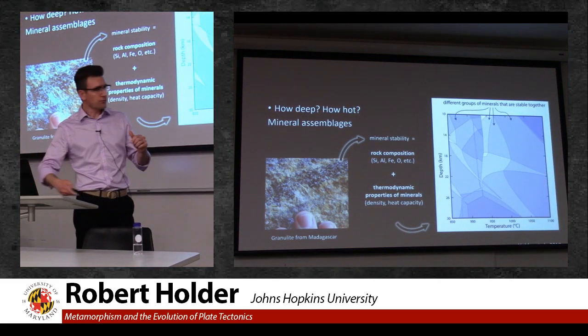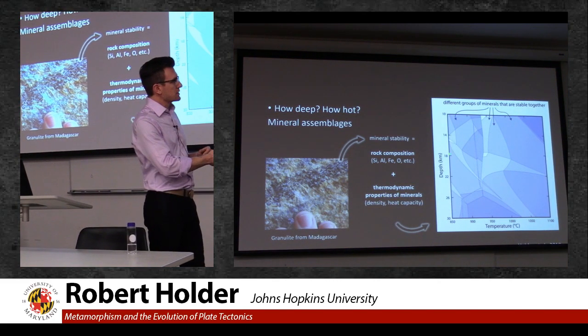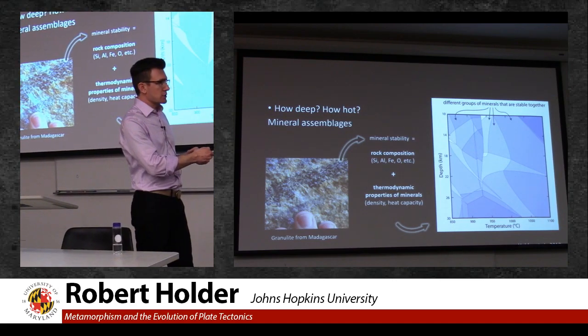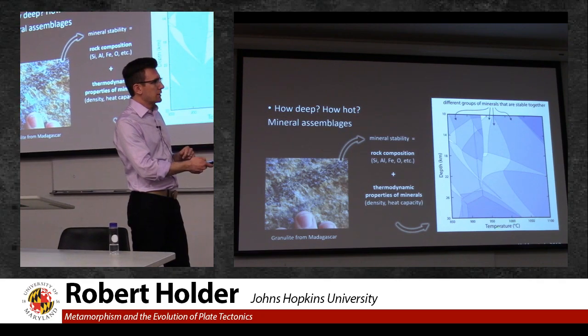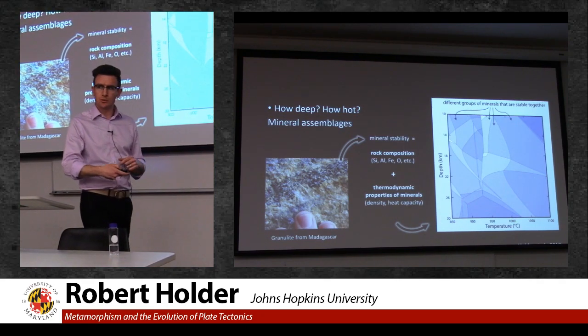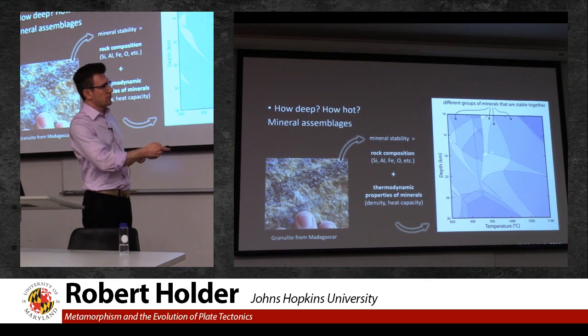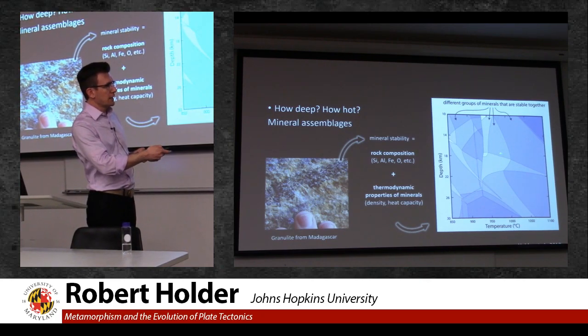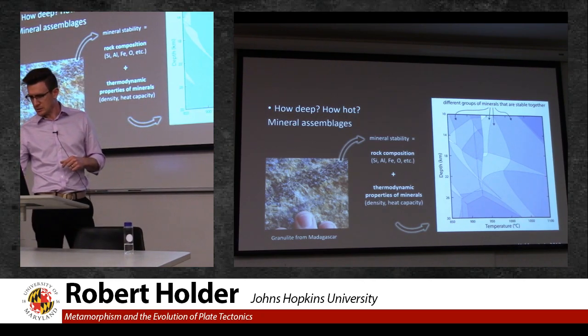Then we can calculate, for example, a diagram like this, where as a function of depth, where this is actually from the pressure, and temperature within the earth, different groups of minerals that are stable together at different conditions. So each of these fields, this is a fairly complex looking diagram, each of these fields is a region of depth and temperature within the earth, where for this rock, a specific mineral assemblage was stable. A group of minerals were stable together, but not stable together anywhere else in this pressure temperature space.